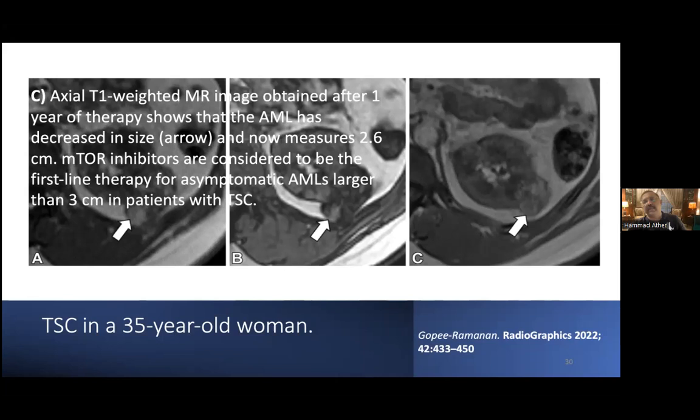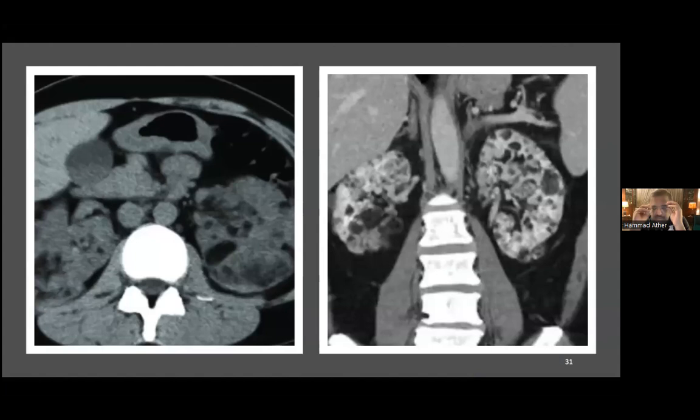And only the other day, I think it was last week, I saw this lady who we have been treating for many years. She is in her early 30s, TSC with bilateral angiomyolipomas. She was a young mother. She got very recently married, and she didn't want any surgery. She came with a bleeding episode. We did angioembolization of one of the bigger lesions at that time. This is about 4 or 5 years back.